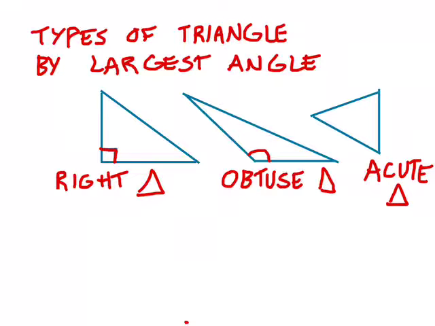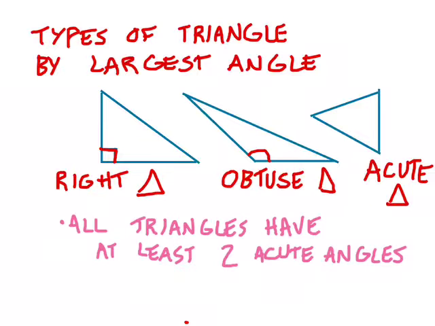It's important to note that all triangles have acute angles. In fact, all triangles have at least two acute angles. So if we look up here at my right triangle, it may have that big right angle, but if we look here and here, we see that there are two acute angles as well. In my obtuse triangle, I've got acute angles here and there. And in this acute triangle, it just happens to be that I may have a largest angle, but I have two additional acute angles too.